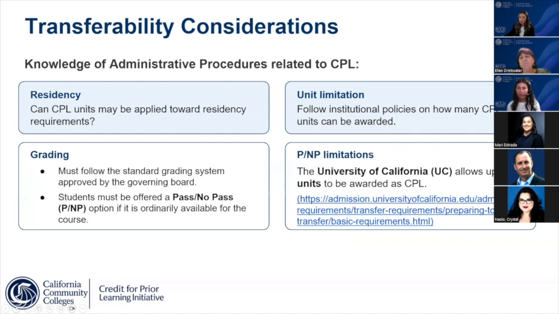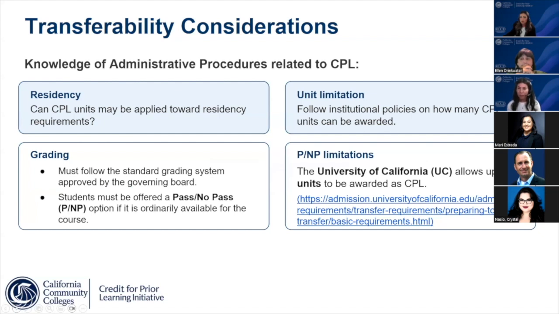Each institution is going to have different criteria for this in their administrative procedures. There also might be some unit limitations based on your institutional policies on how many CPL units can be awarded. So that's something very important to be aware of. And as Ellen had just went over, the grading is also important to take a look at. So you need to follow the grading system that's been approved by the governing board at your institution, and students should be offered a pass, no pass option if it is available at your campus.